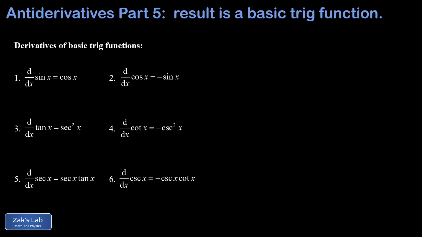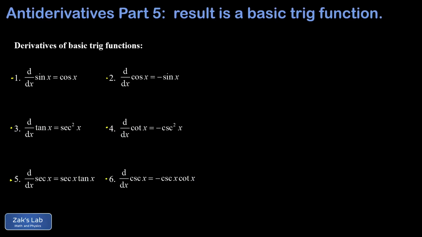So here's our standard list of formulas for these derivatives. The derivative of sine is cosine, the derivative of cosine is negative sine, the derivative of tangent is secant squared, cotangent, that gives me negative cosecant squared, secant, that gives me secant times the tangent, and finally cosecant, that gives me a negative cosecant times the cotangent.